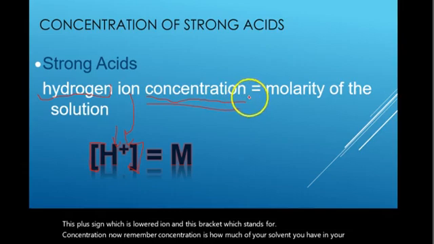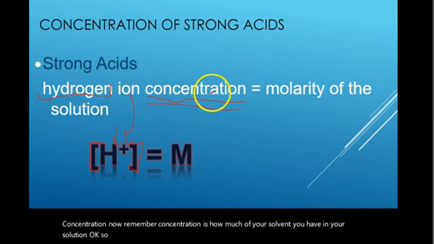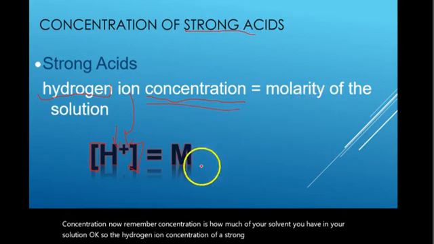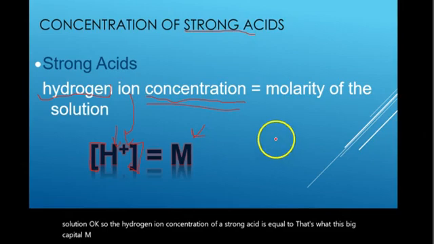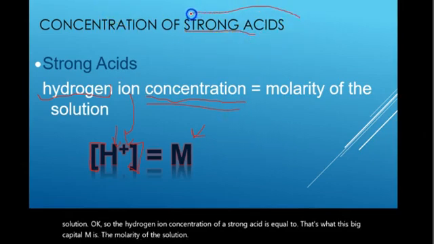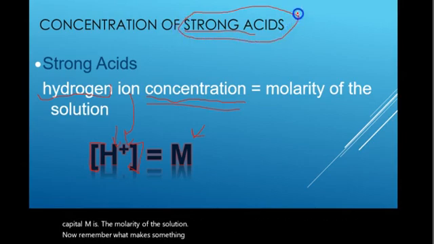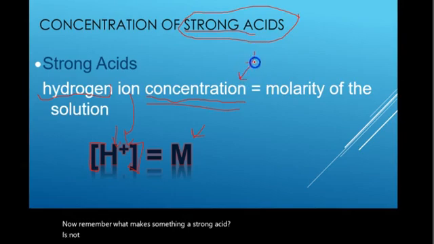Okay, so the hydrogen ion concentration of a strong acid is equal to, that's what this big capital M is, the molarity of the solution. Now remember, what makes something a strong acid is not its concentration. These are not the same thing, okay? So they're not equal to each other.